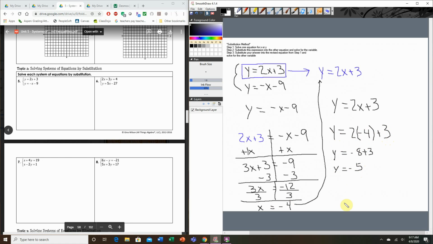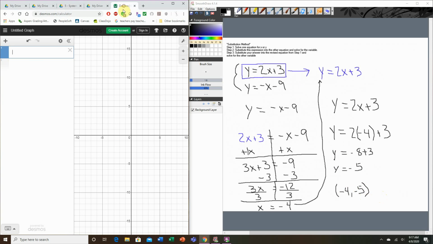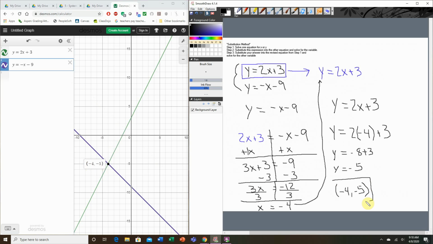So we now have an ordered pair. So we have x is negative 4 and y is negative 5. So this tells me that these two lines will intersect at one point, or one ordered pair of negative 4, negative 5. Well, let's check that. So if we go to Desmos, we can use our graphing calculator. And we're going to graph our system. So we have y equals 2x plus 3, and we have y equals negative x minus 9. So we can see here that these two lines intersect, and we can check our work at the point (-4, -5). So this would be one solution where our lines intersect at the point (-4, -5).